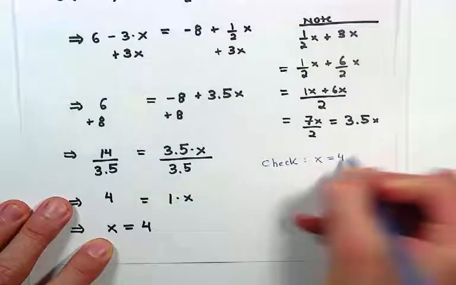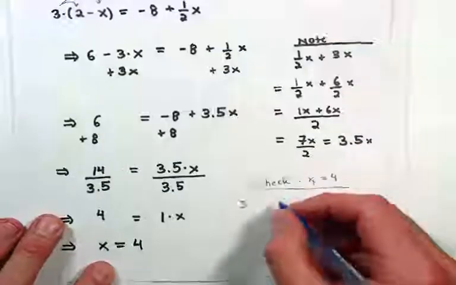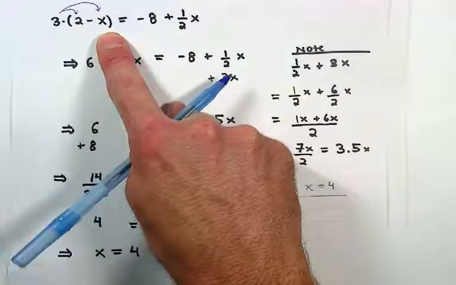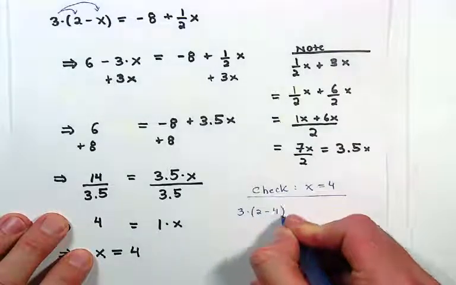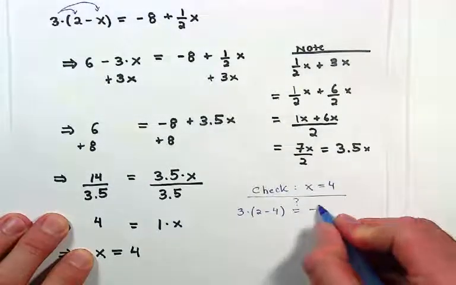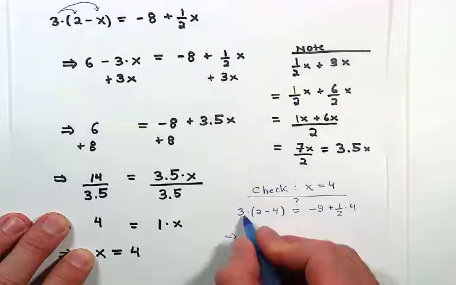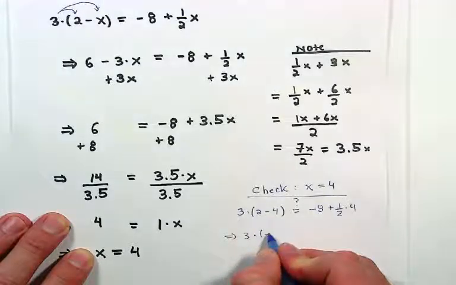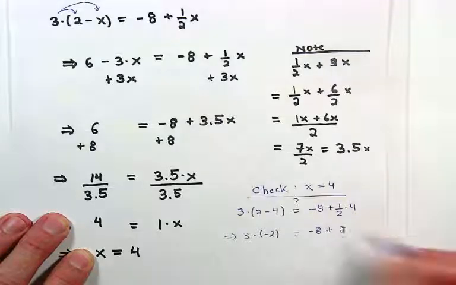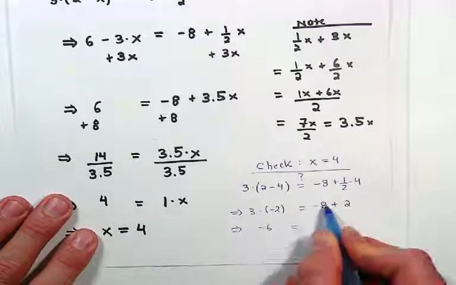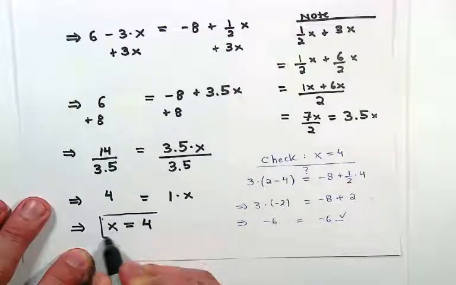Remember, when we check, we take the original equation. Everywhere we see an x, we drop in the value that we're trying to check for. Minus 4. We're not sure if this is true, but we want to check. So now I've got 1/2 times 4. This is an equation, so I'm going to write an equivalent equation down there. 2 minus 4 is indeed -2. Here I've got -8 plus 1/2 times 4, which is 2. 3 times -2 is -6. -8 plus 2 is -6. -6 equals -6. Indeed, this is a solution to our equation.